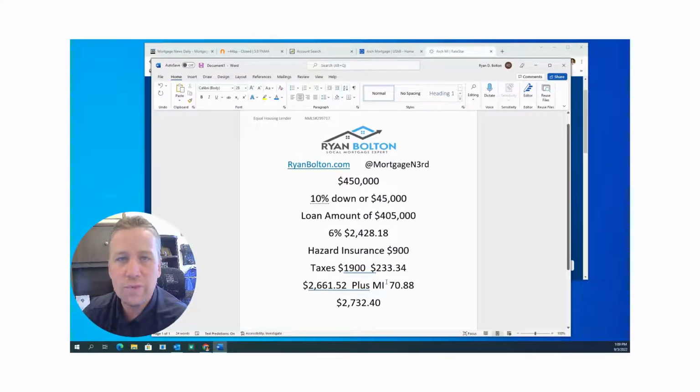You can see how these numbers can really change based on everybody's specific situation. So just keep that in mind. But I wanted to run those numbers. So that's the mortgage payment. So that's what we have to first calculate.